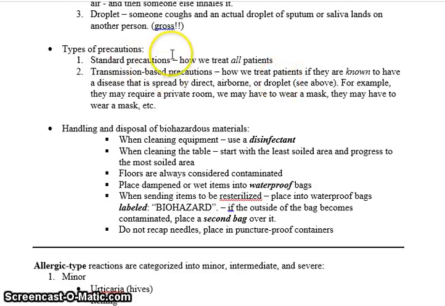Now, I do need to point out also that under standard precautions, we assume that all fluids are contaminated, including bloodborne pathogens. So bloodborne pathogens are covered under standard precautions because blood is a fluid, and we assume all fluids are contaminated.